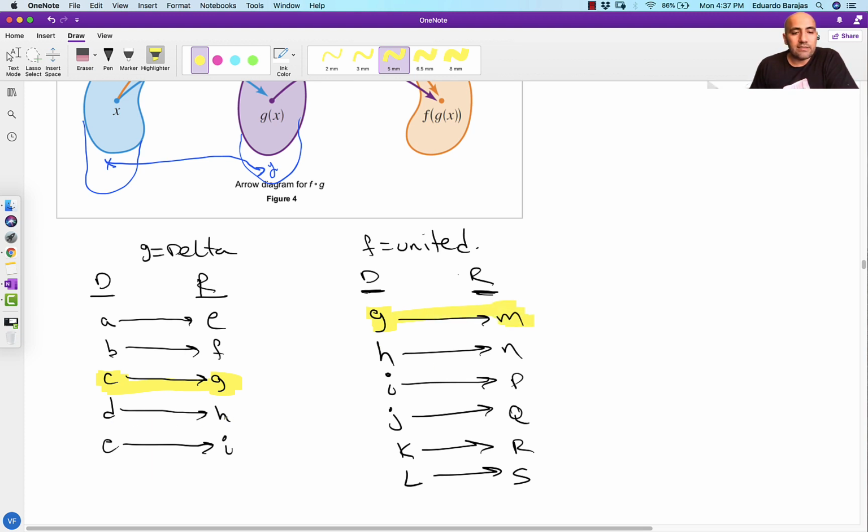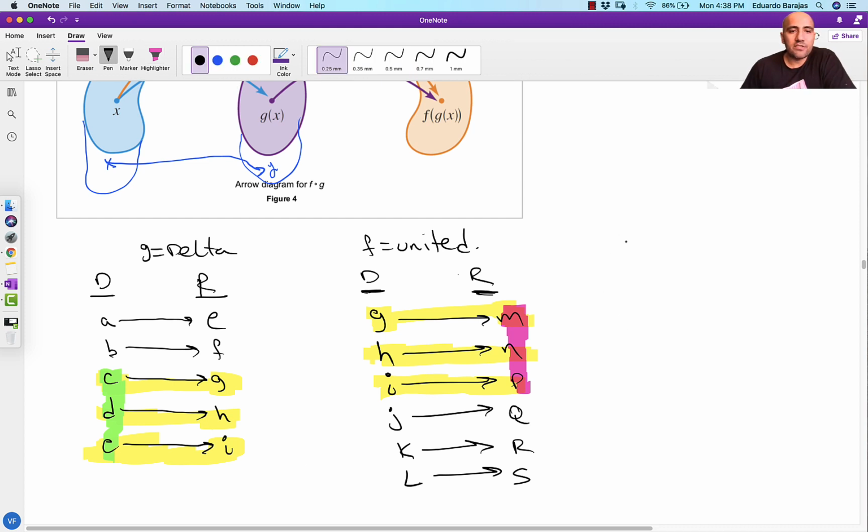And then D leads to H, and H leads to N, and then E leads to I, and I leads to P, and then that's it. So these values, A and B, in the domain of G, lead to outputs that are not in the domain of F. Therefore, we exclude them from the domain of the composition. The composition of the two is only going to have these guys. This is going to become the domain of the composition function, C, D, E, and this becomes the range of the composition function.